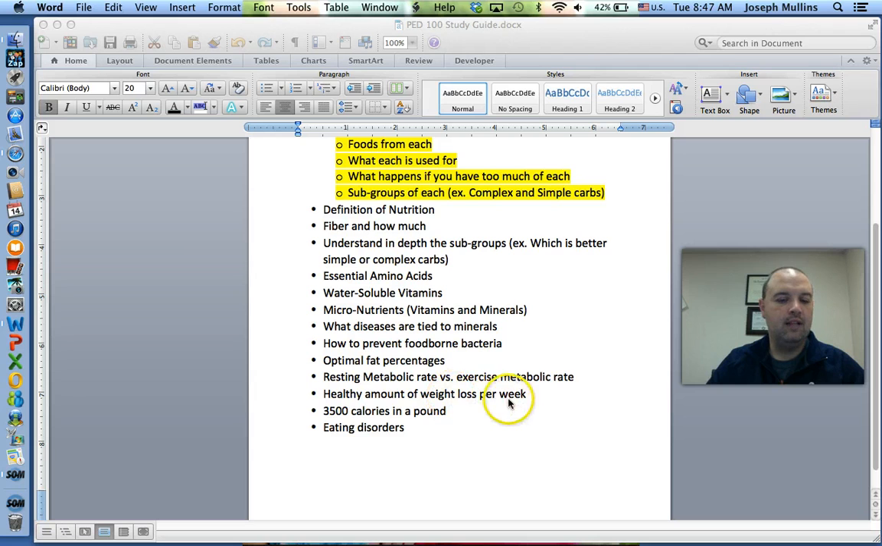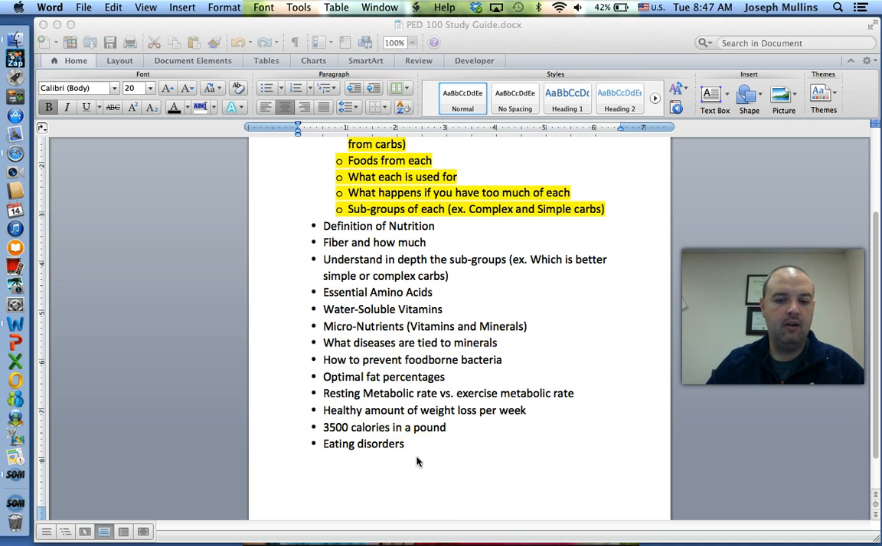Know how much weight loss is healthy per week, so 1 to 2 pounds a week. Understand you have to cut 3,500 calories to lose a pound. To gain a pound of muscle, you have to have 2,500 calories on top of your normal diet, and 400 calories have to come from protein. And then have an idea of those main eating disorders, meaning bulimia, anorexia, binge eating.